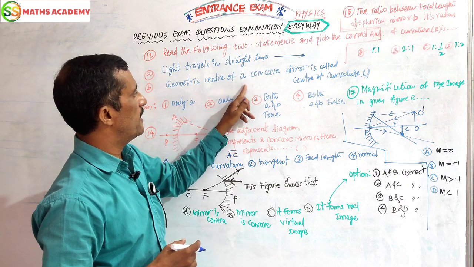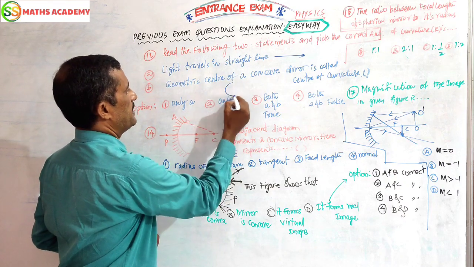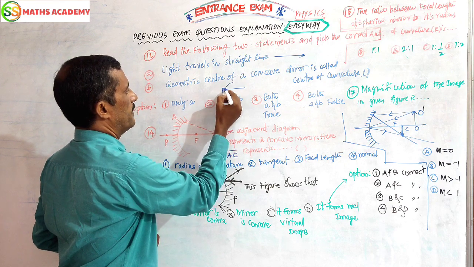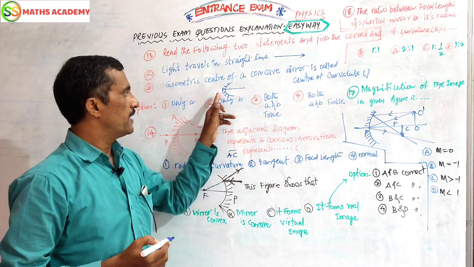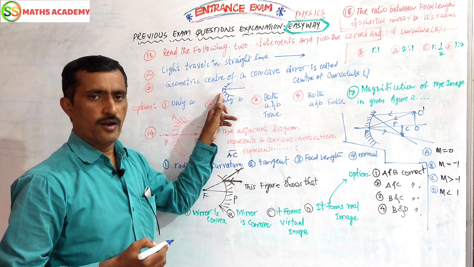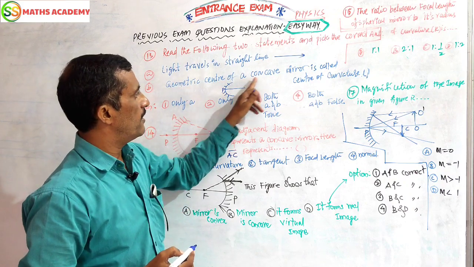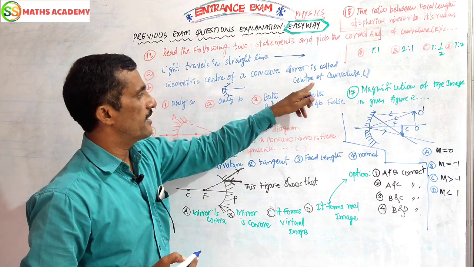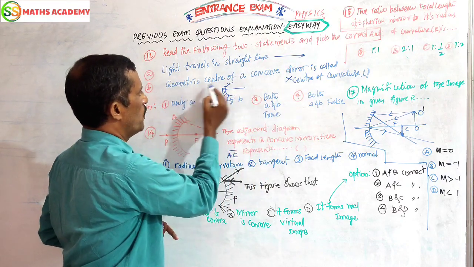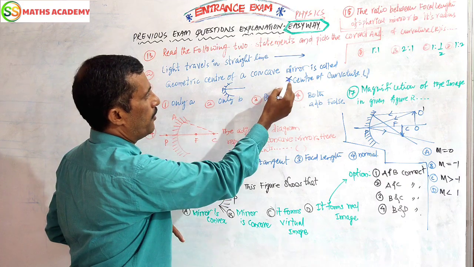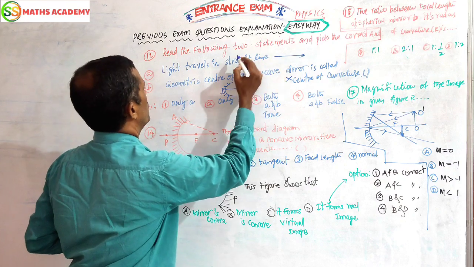Second, the geometric center of a concave mirror is called the center of curvature. Geometric center means the midpoint of the mirror, and that is actually called the pole, not the center of curvature. But they have given the geometric center of a concave mirror as the center of curvature. So this is the wrong answer, because the geometric center of a concave mirror is called the pole only. So which is the correct option?